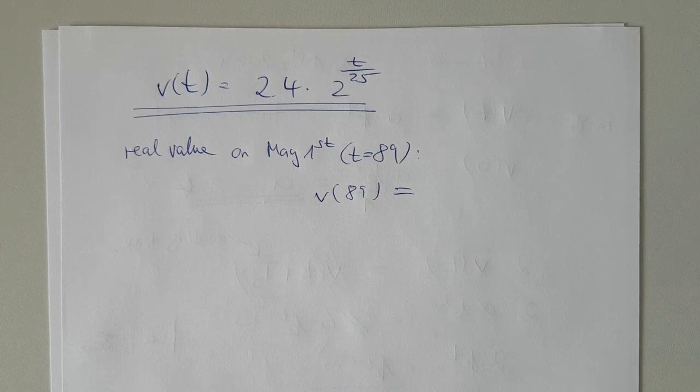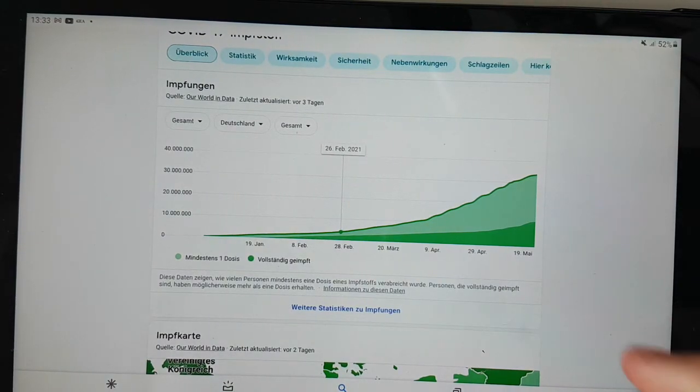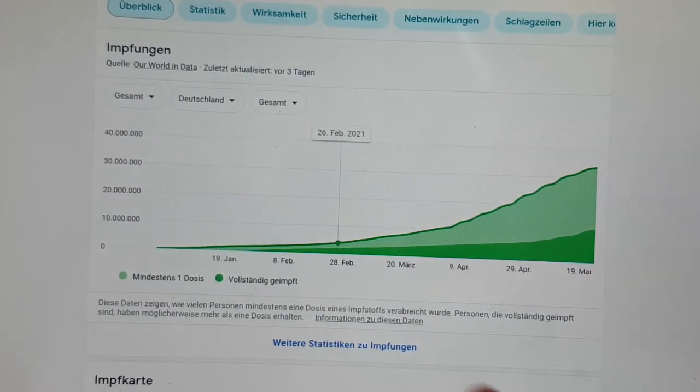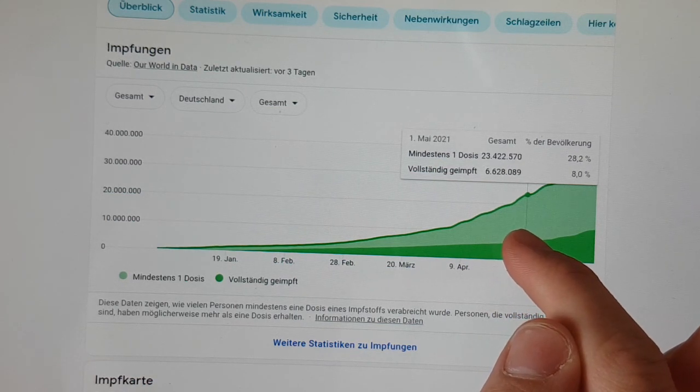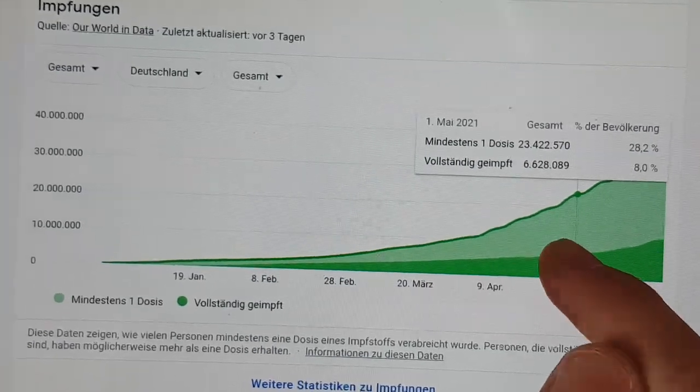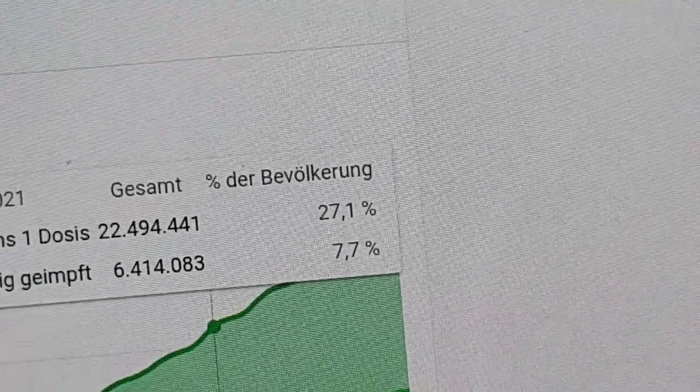Okay, let's for example have a look at the value at 1st of May. 1st of May is 89 days after February 1st, if I've calculated that correctly, and even if not, it's close to 89, but I hope it's right. So let's just have a look at the real value, which is given by the statistics here. May 1st is just there, and we've got 28.2% of the population were vaccinated at that point in time.